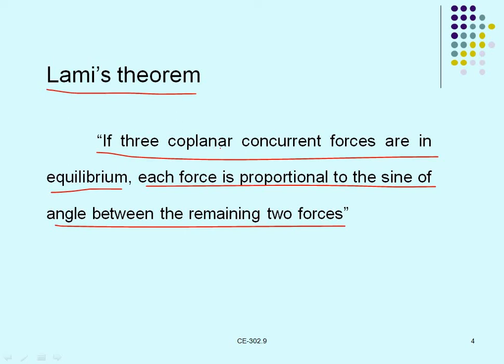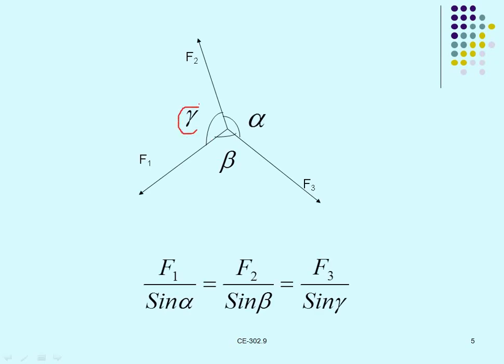Here, if three coplanar concurrent forces are in equilibrium, each force is proportional to the sine of the angle between the remaining two forces. So let us see here. Three coplanar concurrent forces are there, and the angles are alpha, beta and gamma. We can see F1, F2 and F3 acting at a point, shown in the direction, and it is derived as F1 by sine alpha equals F2 by sine beta equals F3 by sine gamma.